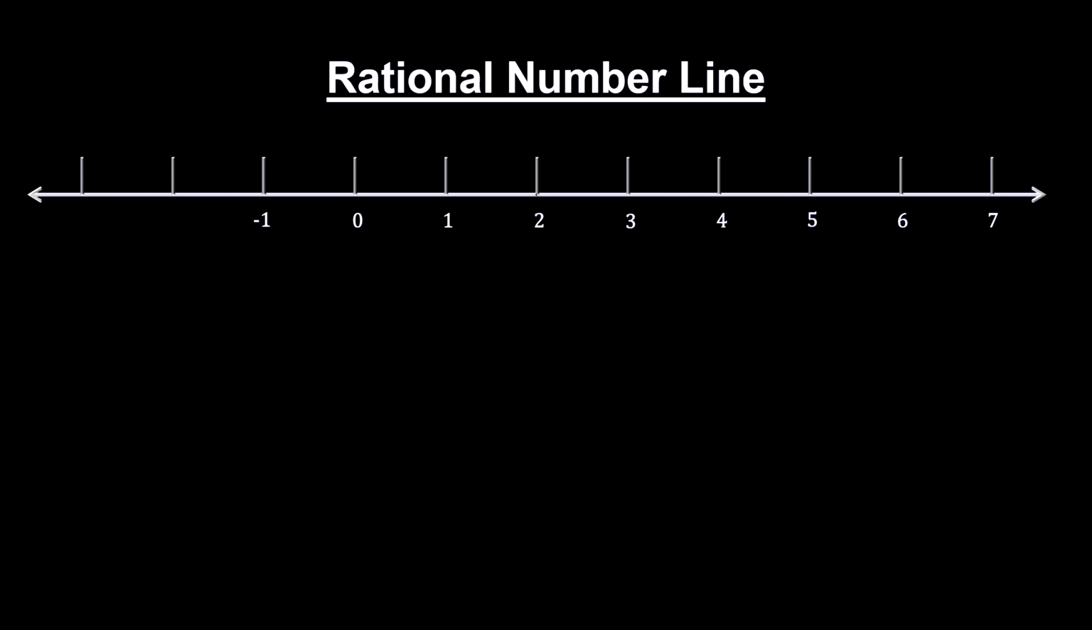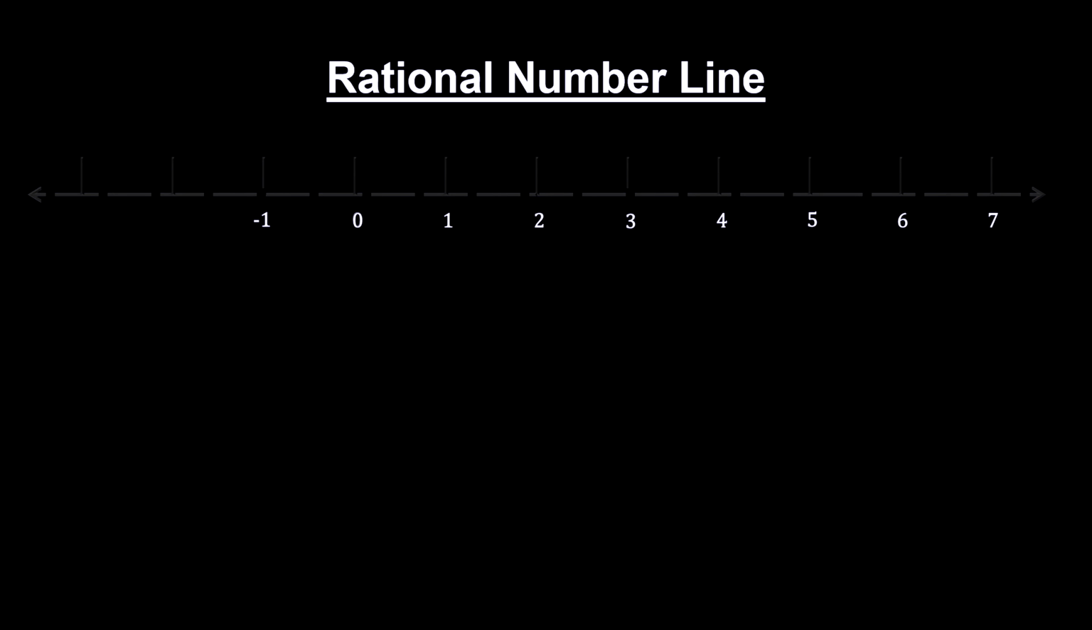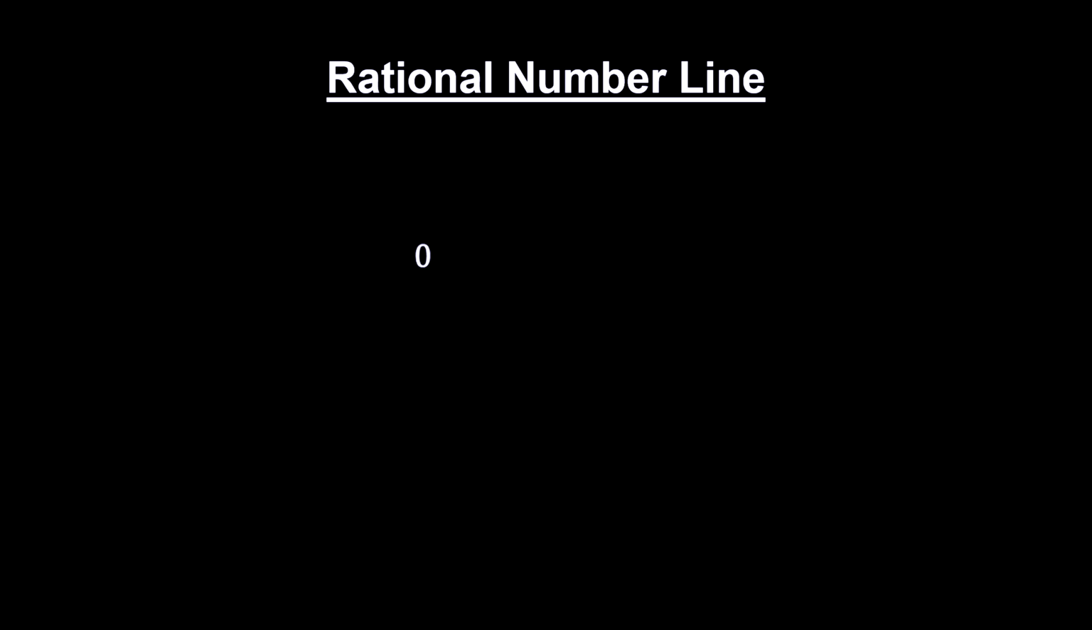Before we leave the number line, there are 2 more considerations we need to examine. 1, there are missing points on the rational number line. And 2, the number 0 has some unique and relevant characteristics.